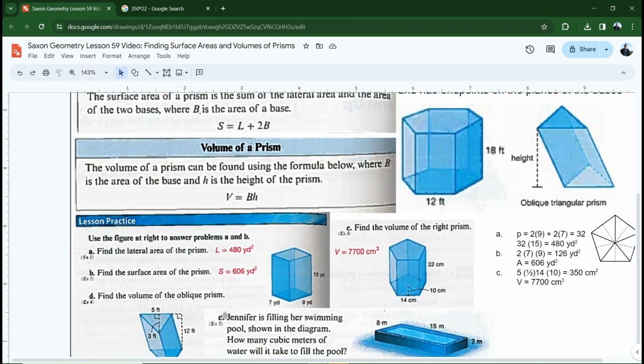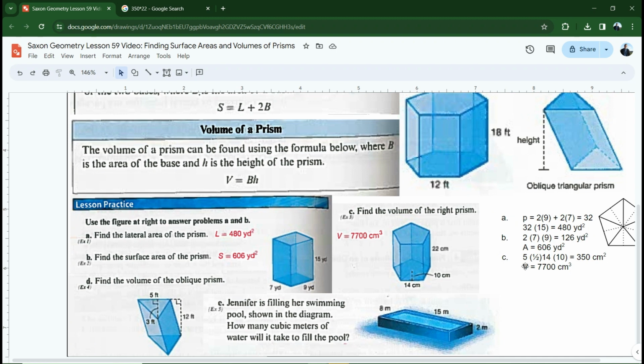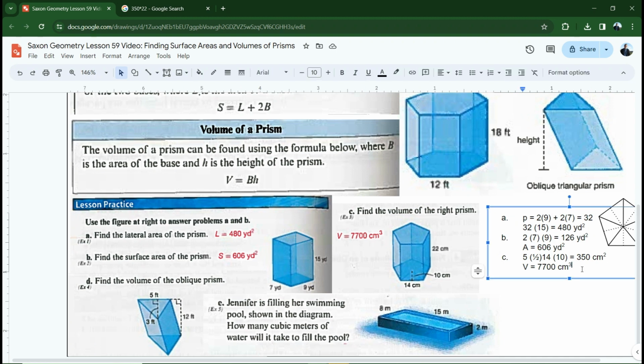All right, in letter D, we're finding the volume of this oblique prism. And then just once again, this is going to be the same formula we always use. We're not changing anything up. It's going to be the area of the base times the altitude. The area of the base of this prism is the area of that triangle. And I see I have an altitude there. Notice that it's perpendicular to the base of the triangle. So 1/2 times 3 times 5. Okay, and then multiply that area times the height, times 12.